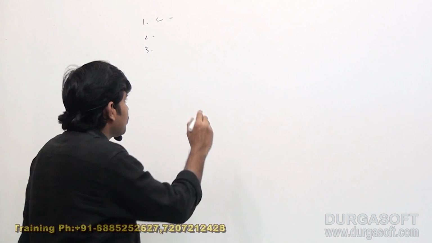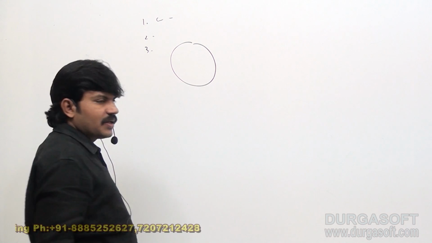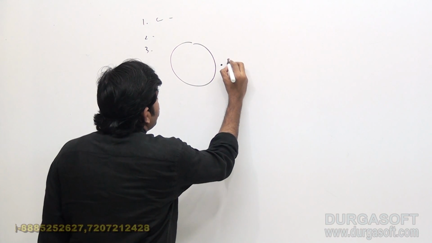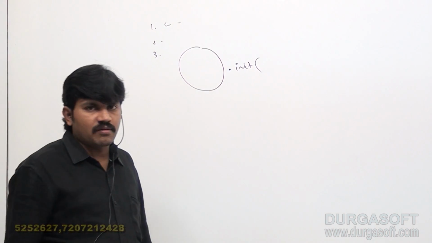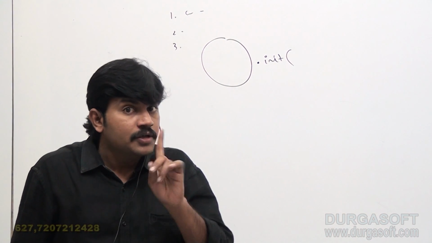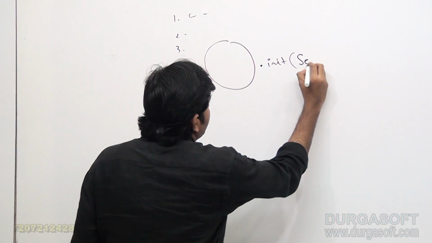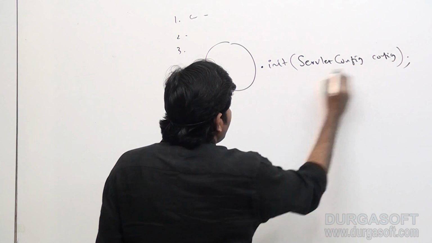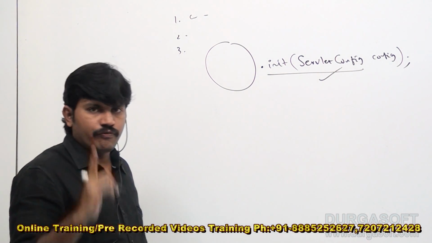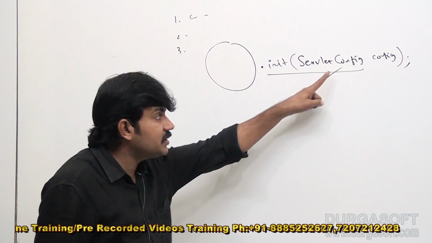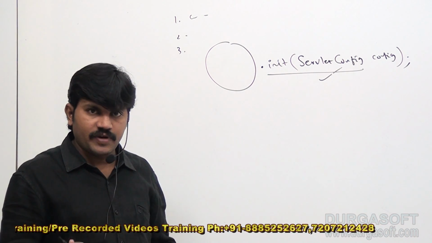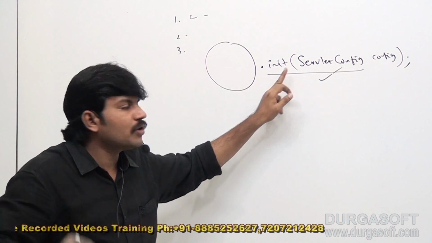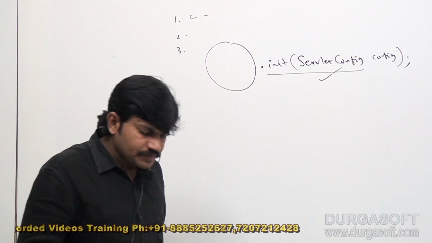Sir, after creating the servlet object, immediately the web container is going to call the init method. After creating the servlet object, immediately the web container will call which method? Init method. What is the argument to the init method? ServletConfig only. Are you getting? As the argument to the init method, the web container hands over its config object to the servlet. Is it clear for all of you? Okay, so the argument to the init method, the web container hands over this config object to the servlet, right?